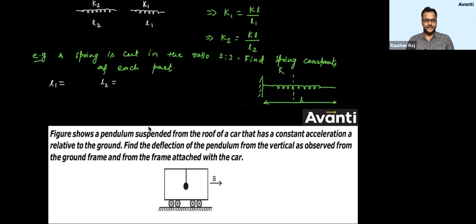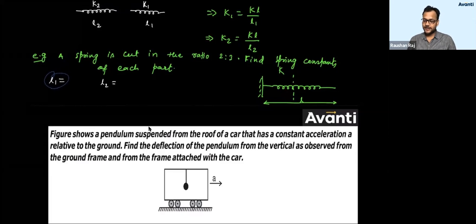Krishna, I was expecting that most of you would say this. Krishna is saying 2L/3. Guys, is that correct? Total length is L, and it has been cut into two parts in the length ratio 2:3. Will the length L1 be 2L/3? No, it will be 2L/5, because L1 by L2 is 2/3, and L1 plus L2 is L, right?